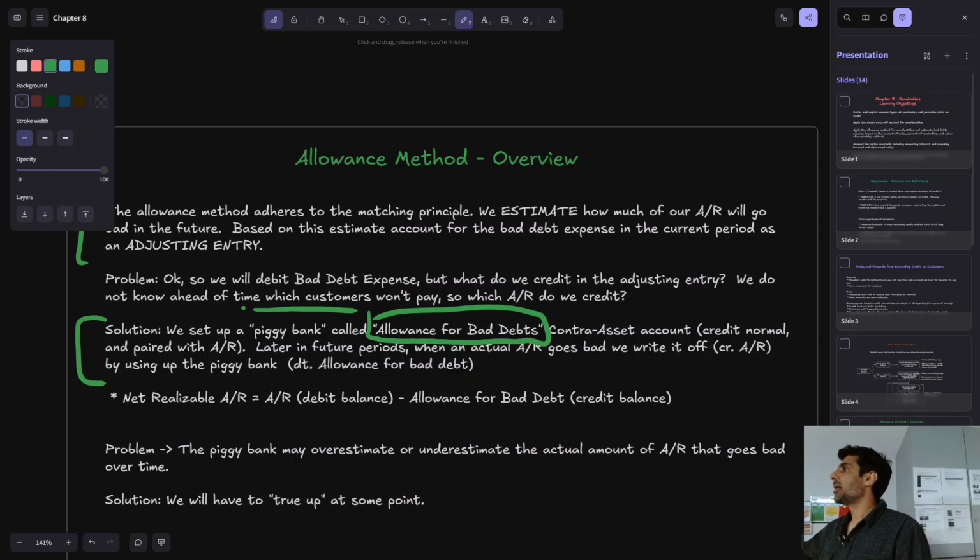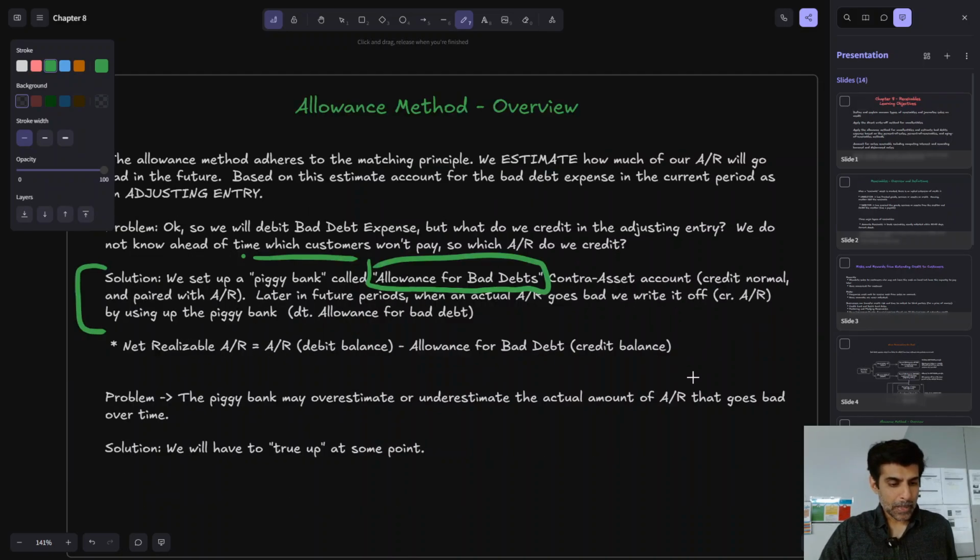But just think about the concept of a piggy bank that we're setting up at the end of the period. It's meant for drawing down when we actually have accounts receivable go bad. We've already taken the expense. We've already factored it into the financial statements for that previous period. And then as things go bad, we can just draw down the piggy bank instead of having to take an expense every time. So we're basically taking the expense up front, setting up the piggy bank, and then drawing that down.